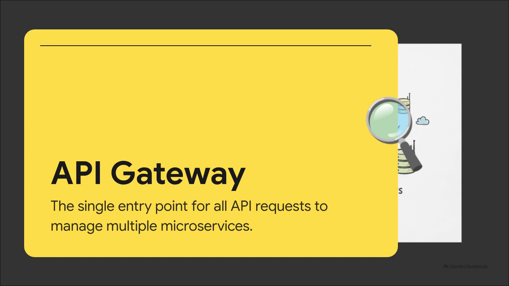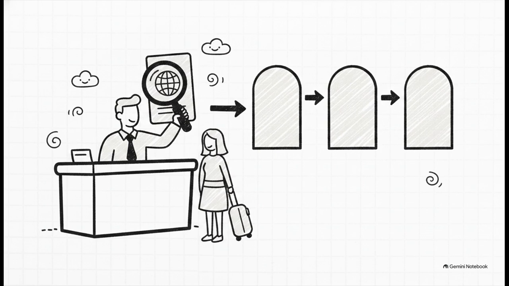Clients shouldn't have to memorize different URLs or handle complex authentication for every individual service separately. An API gateway solves this by providing a single, unified entry point that rigorously manages and routes all of these fragmented requests. Consider an international airport check-in counter.